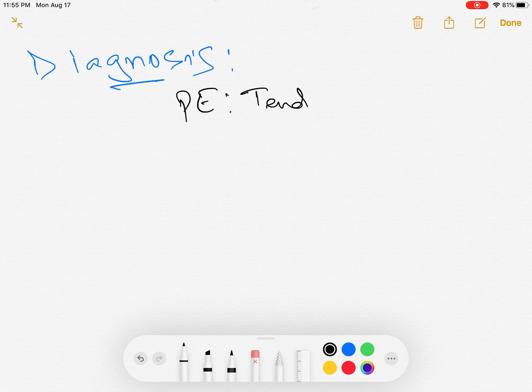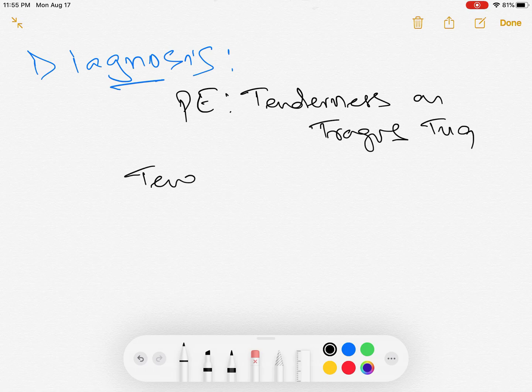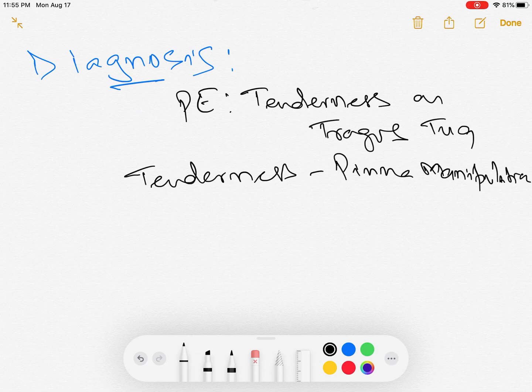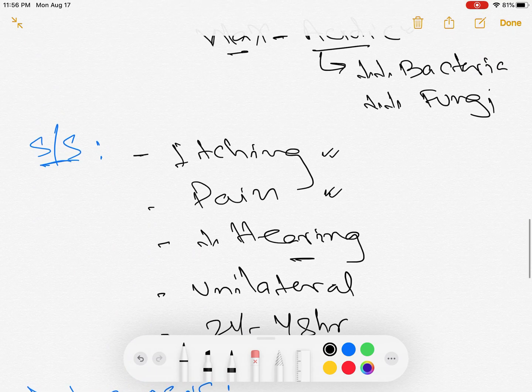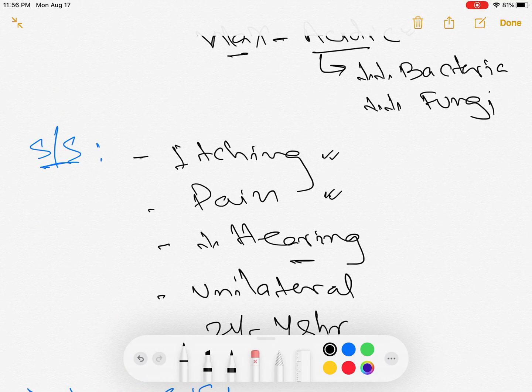So those are your tenderness on tragus tug, when you push on the tragus, or tenderness on pinna manipulation. In addition, you will have ear canal erythema and edema. Based on this physical exam, along with the history and patient presentation, you will make a diagnosis of otitis externa.